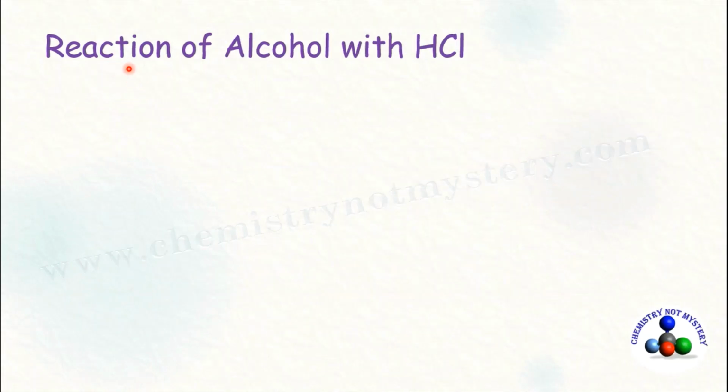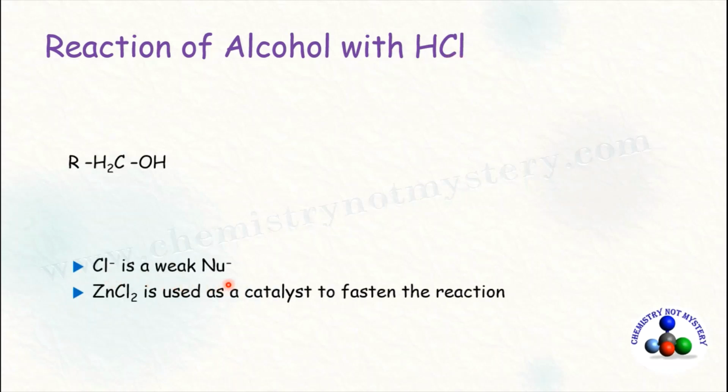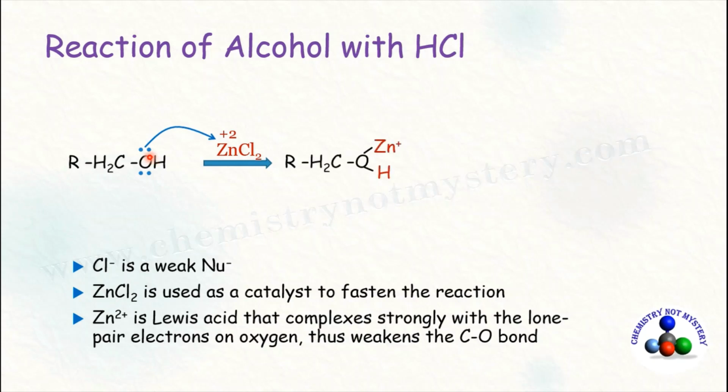Now come to the reaction of alcohol with HCl. In HCl, Cl negative is the nucleophile. Cl negative is a weak nucleophile. That's why ZnCl2 is used as a catalyst to fasten the reaction. In ZnCl2, Zn carries +2 charge. Zn2 plus acts as a Lewis acid. It can make bond with the lone pairs of oxygen.